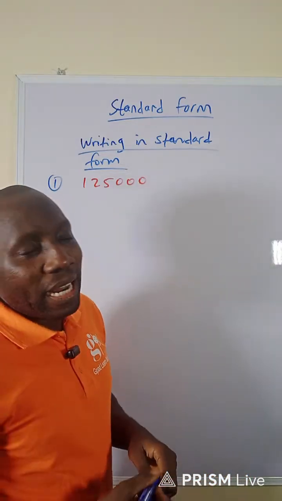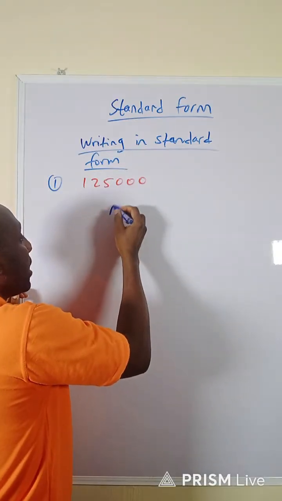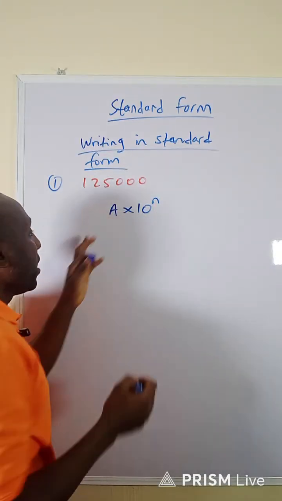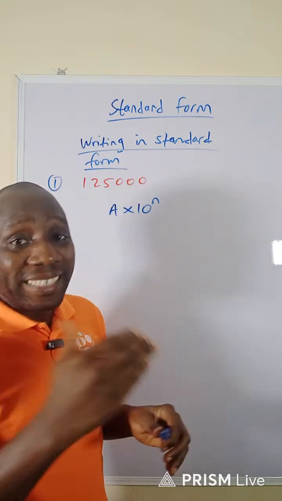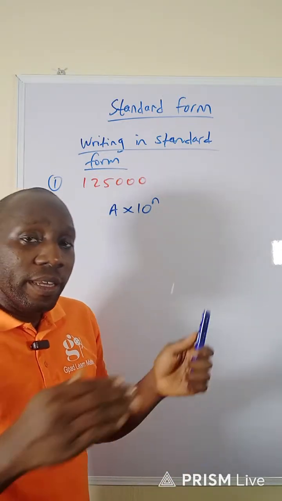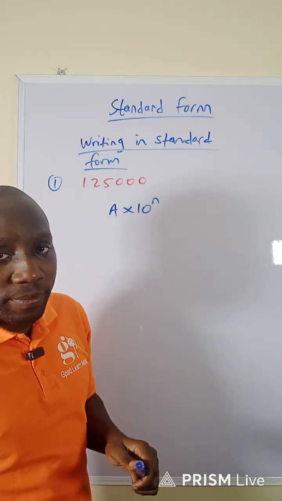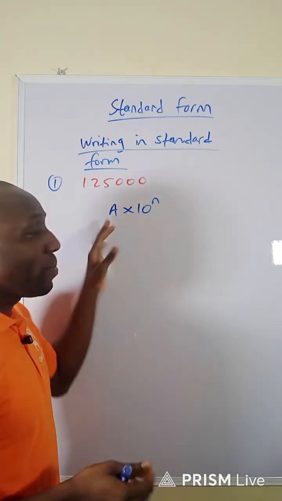Like I told you in the last session, it's going to be like this: a times 10 raised to power n. In standard form, a must be between 1 and 10. n must be an integer, a negative number or a positive whole number. All right, negative or positive whole number. A must be between 1 and 10.